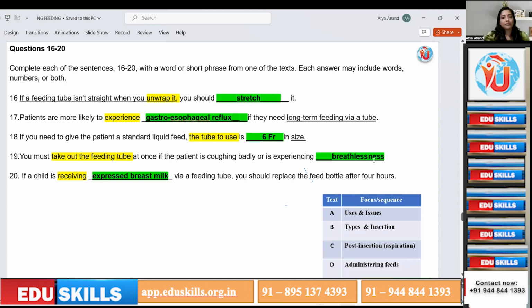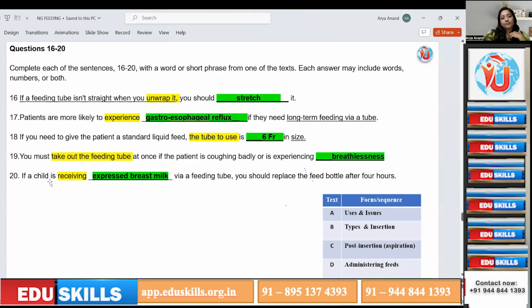Ma'am, for question 19, why did we move to text B? It is not asking about the type of tube. It's about taking out the feeding tube. I'm not saying it's from the types. It's insertion. When you are inserting, if the tube is not correct or if the patient is having some issues, then the patient will cough badly or experience breathing difficulty, right? That you know after insertion only, no? Without insertion, how will the patient cough or feel breathlessness? So it is from the insertion, text B. Yes. Understand? Okay, ma'am. Thank you, ma'am.